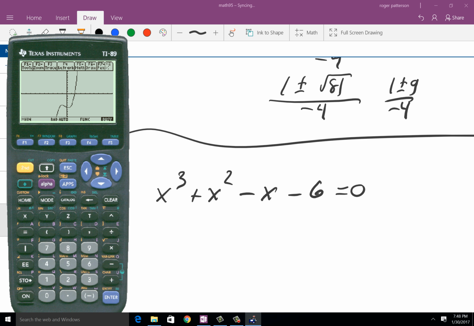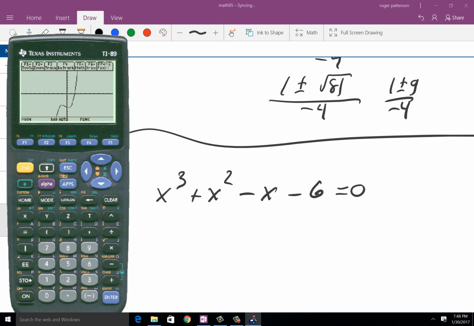Okay, where's the answer in general? Where it crosses the x-axis. It only crosses the x-axis once though, right? Yep. So it's just going to be one number. Okay? Well, it looks like 2, doesn't it? It looks like it might be close to 2. Yeah, it's almost 2.